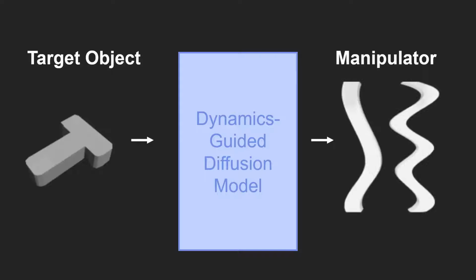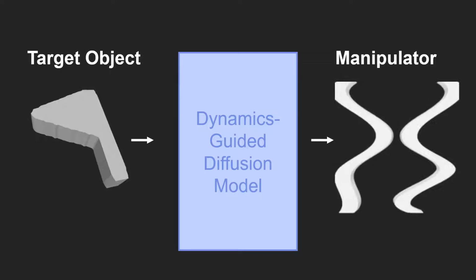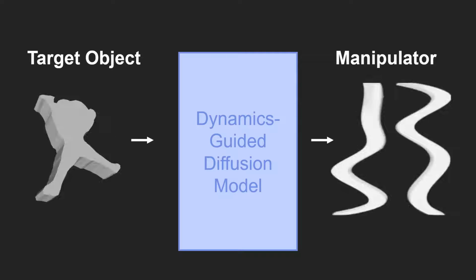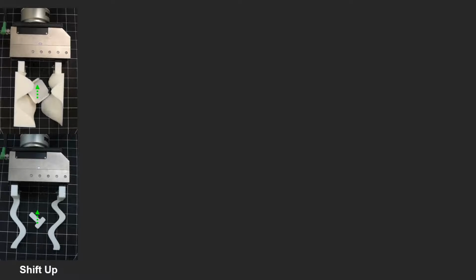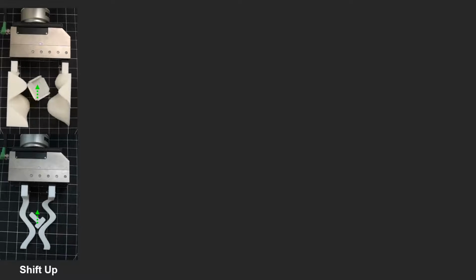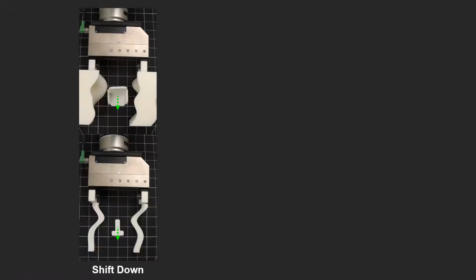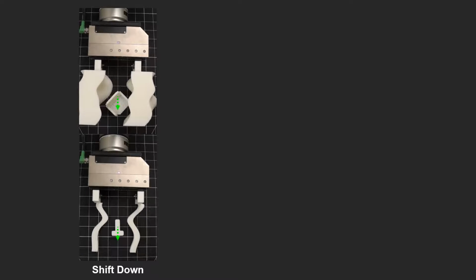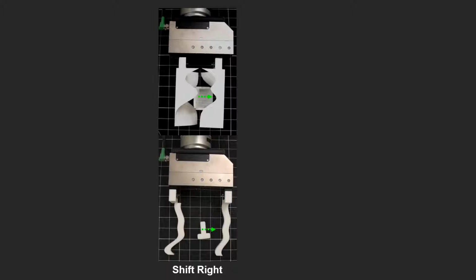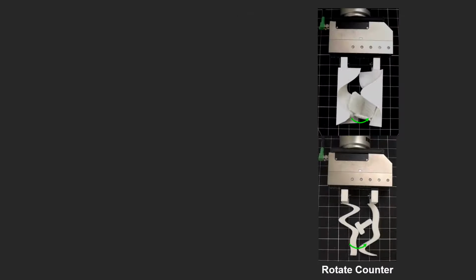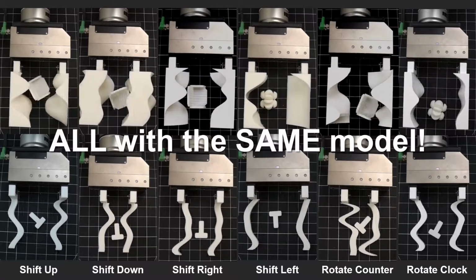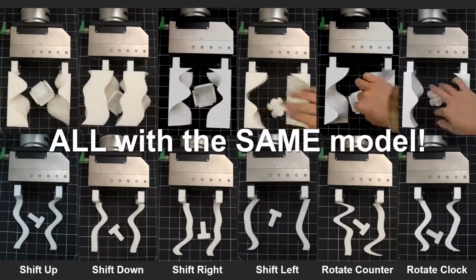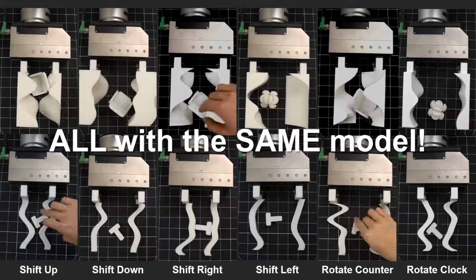In this work, we introduce Dynamics-Guided Diffusion Model to automate this design process with machine learning. Moreover, we not only generate manipulators that align objects, but also manipulators that can shift objects up, shift them down, right, left, rotate them counterclockwise, and clockwise. The best part is, we generate all of these designs for different objects and different tasks with the same model.